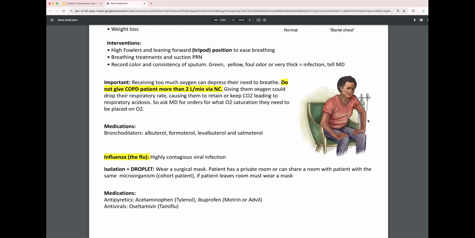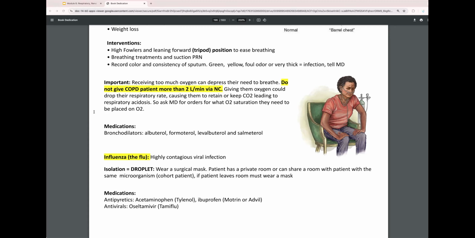And it is very important to know that receiving too much oxygen can depress their need to breathe. So we don't give patients with COPD more than 2 liters per minute oxygen via nasal cannula because when they have a low O2 saturation, that is what causes them to breathe. But if we give them too much oxygen, we're going to depress their respiratory drive. Some common medications patients with COPD take include albuterol, formoterol, levoalbuterol, and salmeterol. These are bronchodilators.